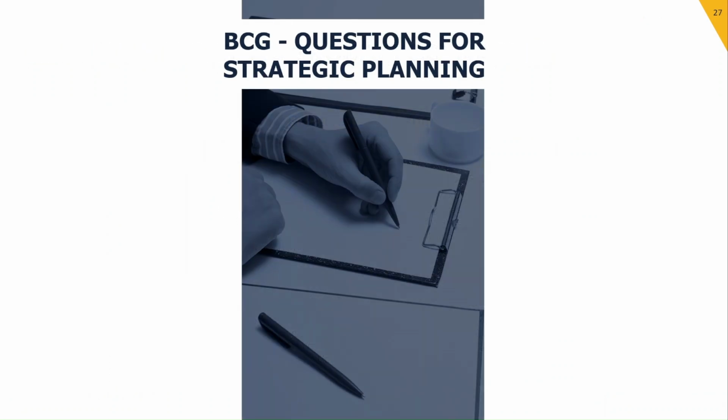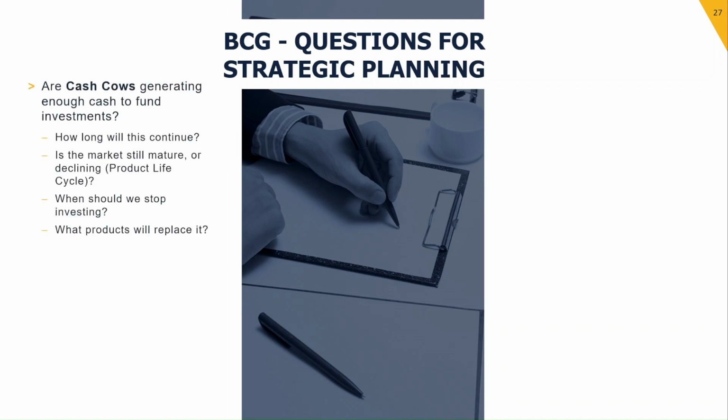So BCG questions for strategic planning. Are cash cows generating enough funds for investing? How long will this continue? Is the market still mature or declining? When should we stop investing? What products will replace it, right? So when you're coming up with measures that help answer those questions, they are very, very useful.